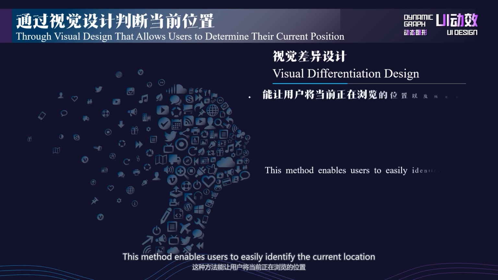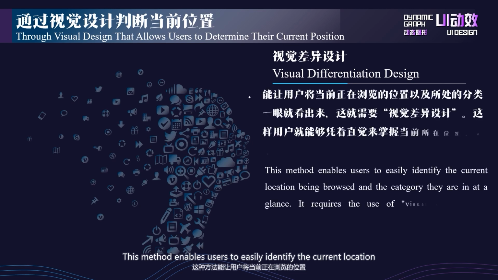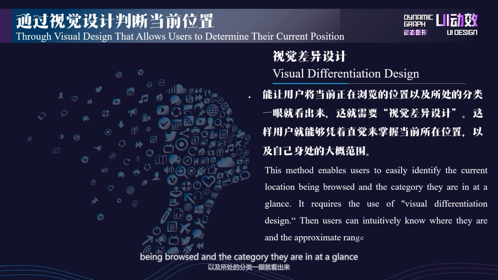This method enables users to easily identify the current location being browsed and the category they are in at a glance. It requires the use of visual differentiation design. Then users can intuitively know where they are and the approximate range. This way, users not only know where they are, but also understand where they can go next, that is, which page they can move to. Visual differences can be roughly divided into the following 4 types.